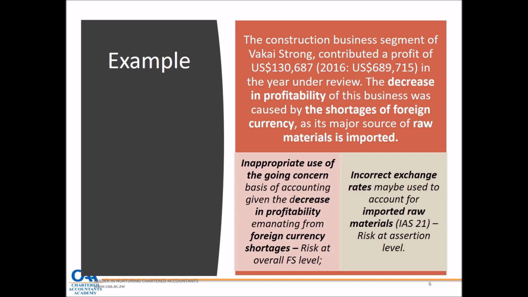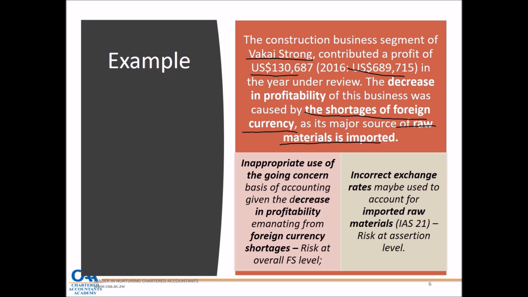So let's use an example. So about the construction business segment of Fakai Strong, that's our company, which contributed a profit of 130,000 US dollars current year, and the prior year 89,000 in the year under review. The decrease in profitability of this business was caused by the shortages of foreign currency, as its major source of raw material is imported. So when I look at this information, it's going to give me both risk at overall and risk at assertion. So I'll look at the first trigger, decrease in profitability.